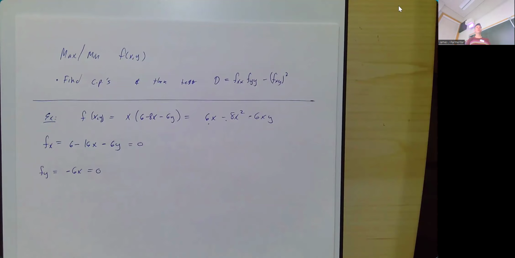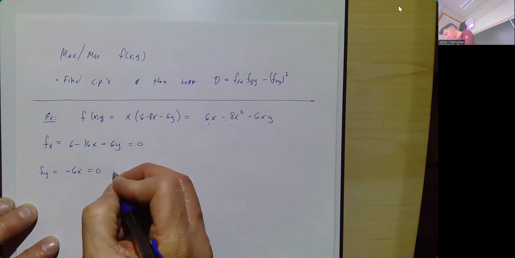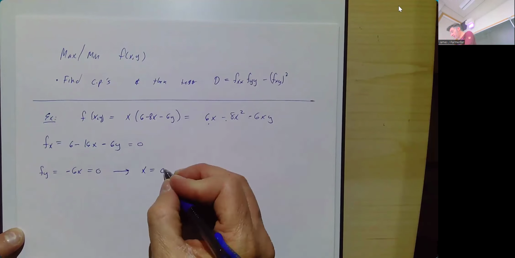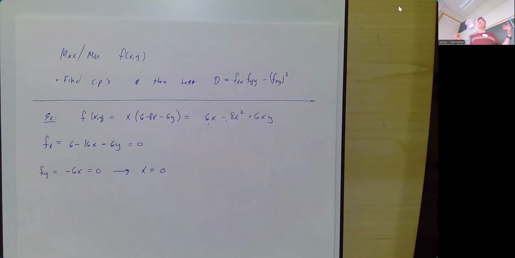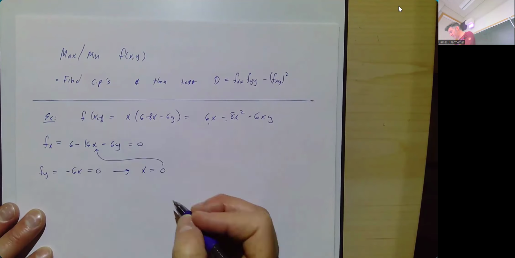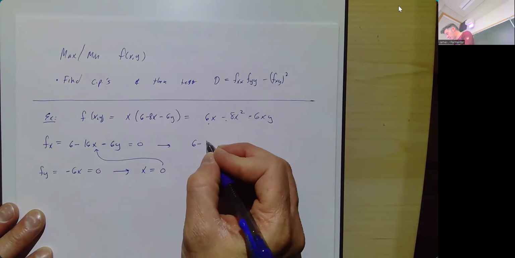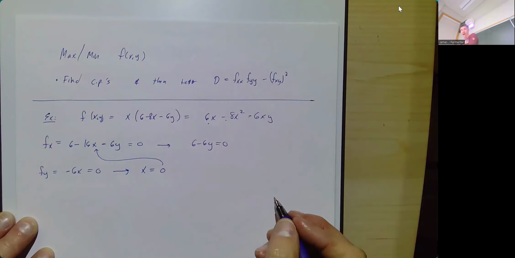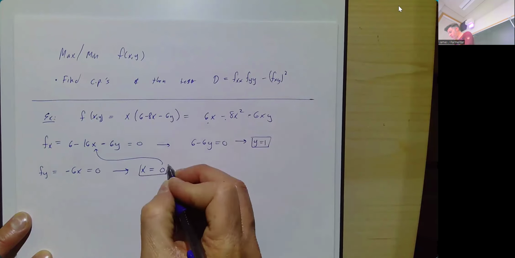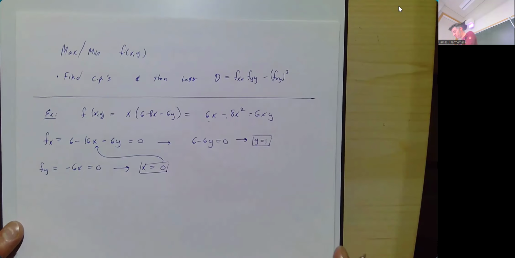Usually, you want to look at the equation that looks like it's easier to deal with. Clearly, that's the second one here. The second equation gives us what? X equal to 0. Is that a critical point on its own? No, it's not. You have to have a pair. So we substitute this back into the other equation, and then we get 6 minus 6y equal to 0, which means y has to be 1. So our only critical point here is the point (0, 1).